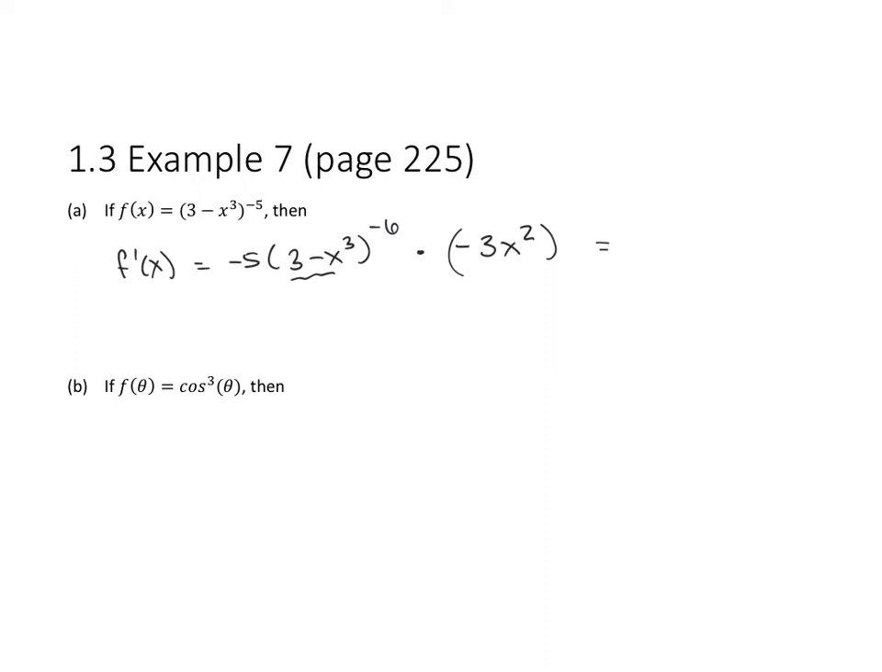And then I can just simplify that. Negative 15x squared all over (3 minus x cubed) to the 6th.